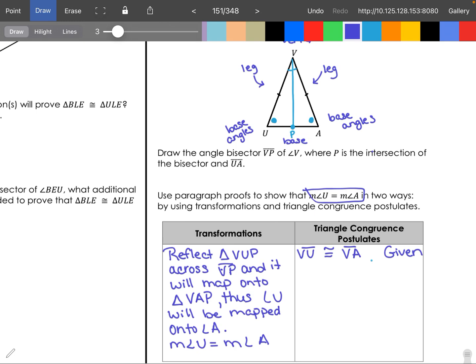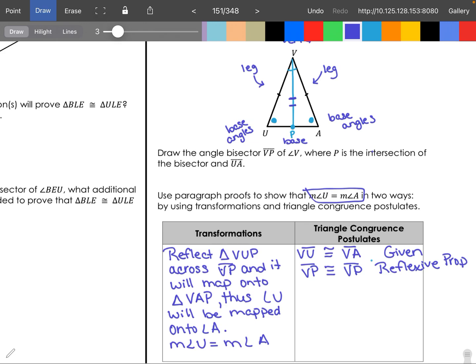Okay. Now, when we constructed that angle bisector VP, it created segment VP. So we know that VP is congruent to segment VP because of the property that means common in both triangles, reflexive. The reflexive property of congruence. So I'm going to go ahead and mark that.